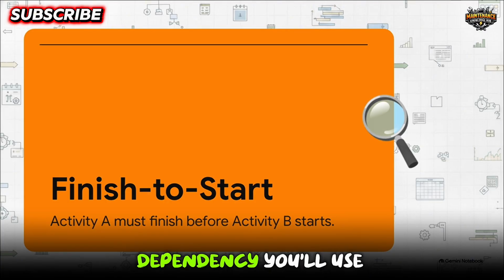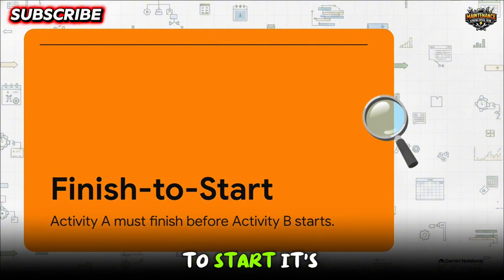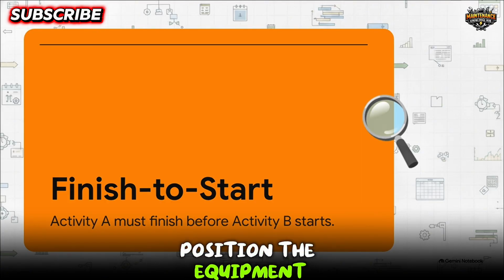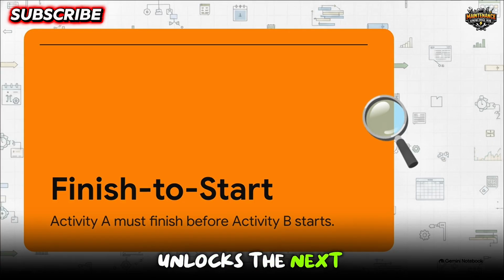The most common dependency you'll use is finish to start. It's exactly what it sounds like. Activity A must finish before activity B starts. Think back to our last example. You must completely prepare the foundation before you can position the equipment. One task entirely unlocks the next. It's a linear progression and it forms the backbone of almost every single project timeline.